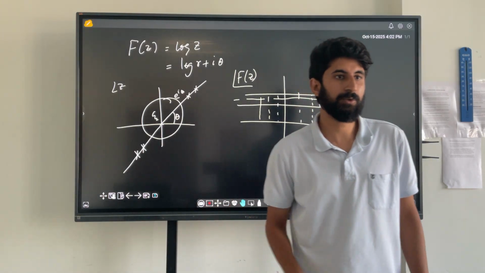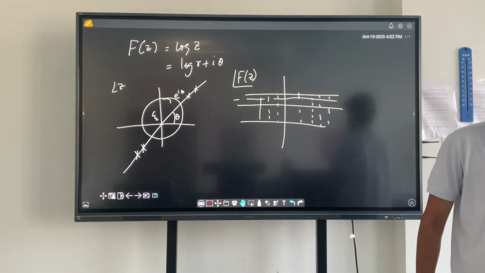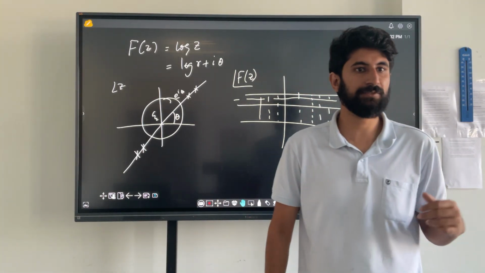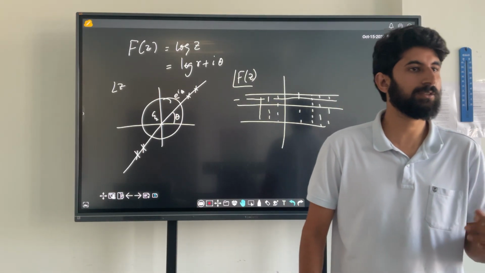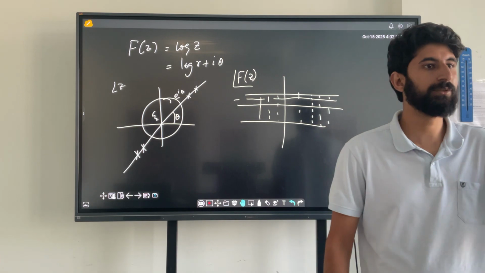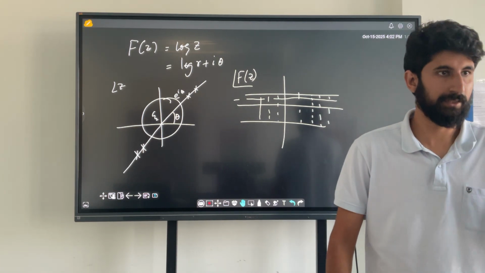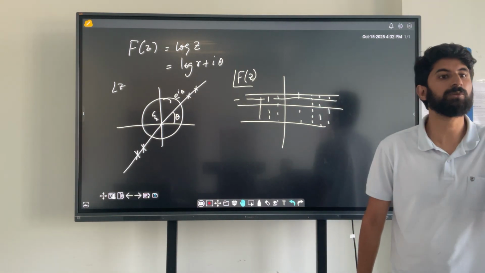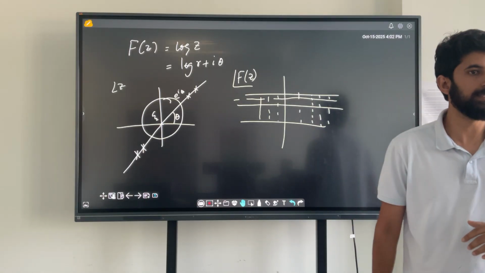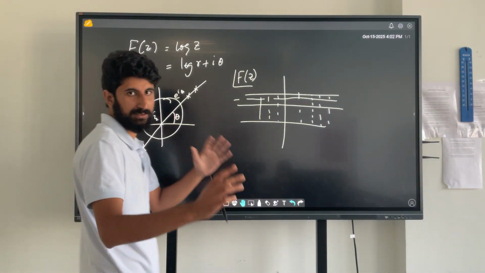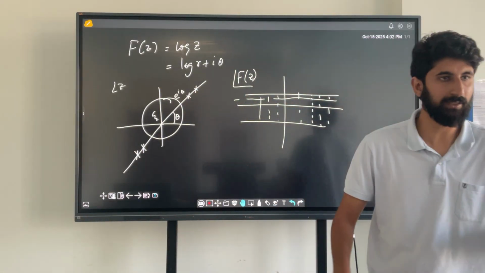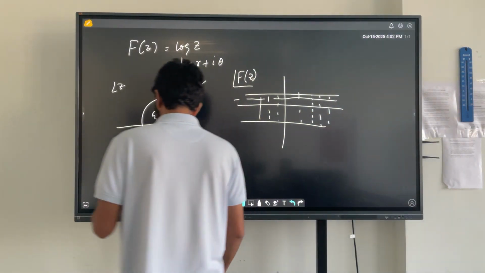But before that, what did you do for real functions after learning differentiation? Integration. So I want to learn how to integrate complex functions. That's what we'll do today. At least we won't be able to do it entirely today, but we'll start.